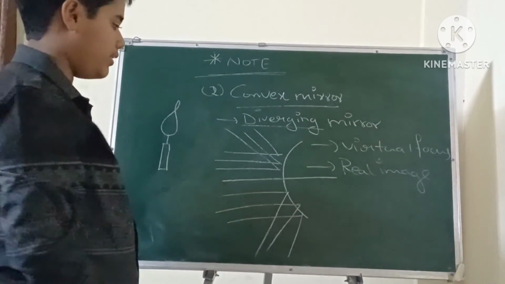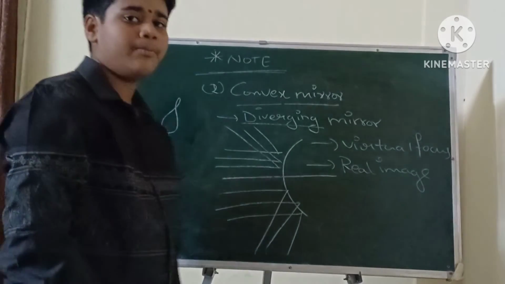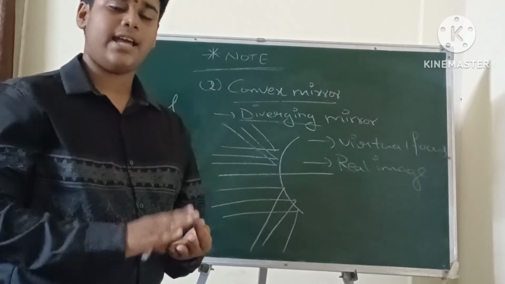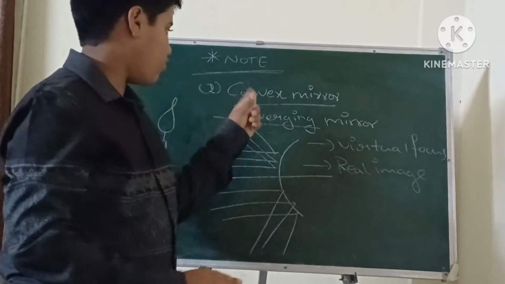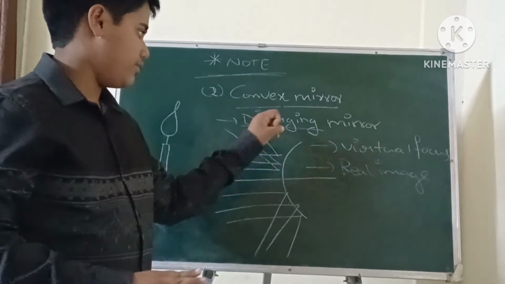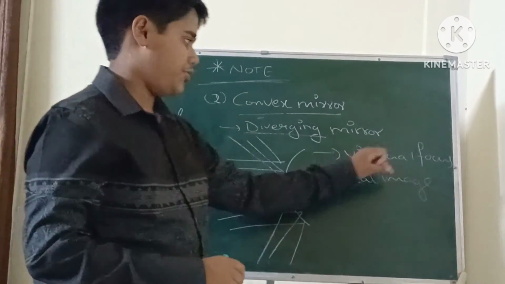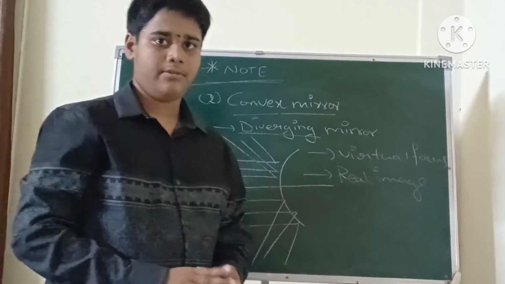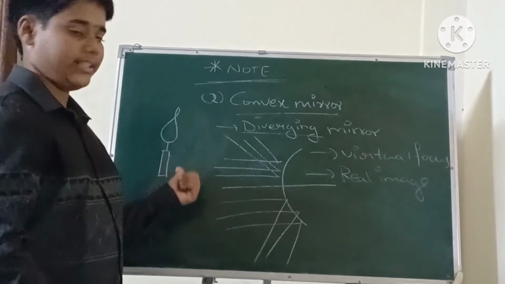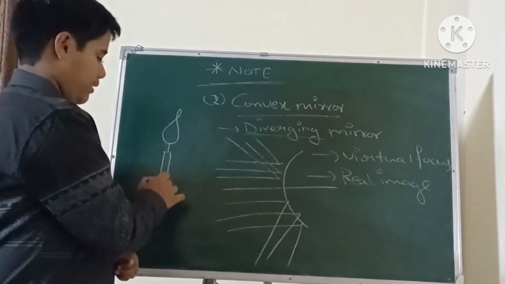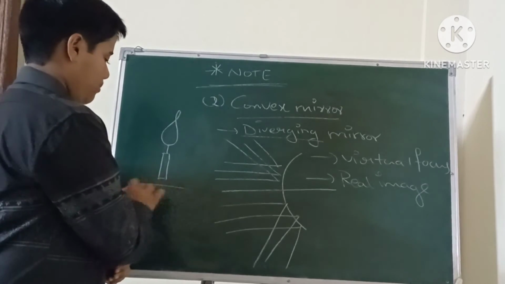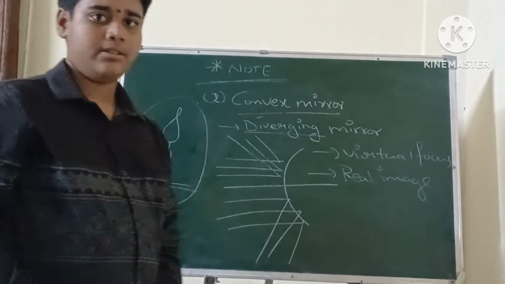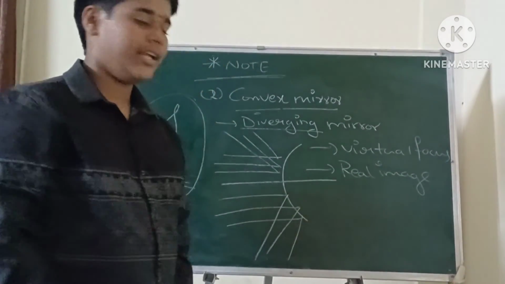So these are the note points. The concave mirror is also known as a converging mirror and it has a real focus. It has a virtual image. The convex mirror is also known as a diverging mirror, with a virtual focus, a blurred and unclear image, and a real image. Real image means it will form like this, if I take this position it will form like this only, clear and unblurred. So this is today's topic.